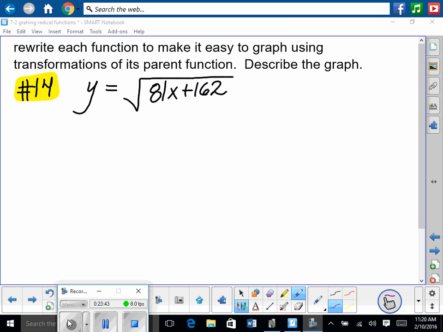Okay, so I'm going to do my examples off your worksheet to lighten your burden. Here we go. So read the instructions. It says, rewrite each function to make it easy to graph using transformation of its parent function. So we know every function that's been moved around is a transformation from the parent function. So it says then don't graph it, but describe the graph. So let's look at number 14. We have y is equal to the square root of 81x plus 162.